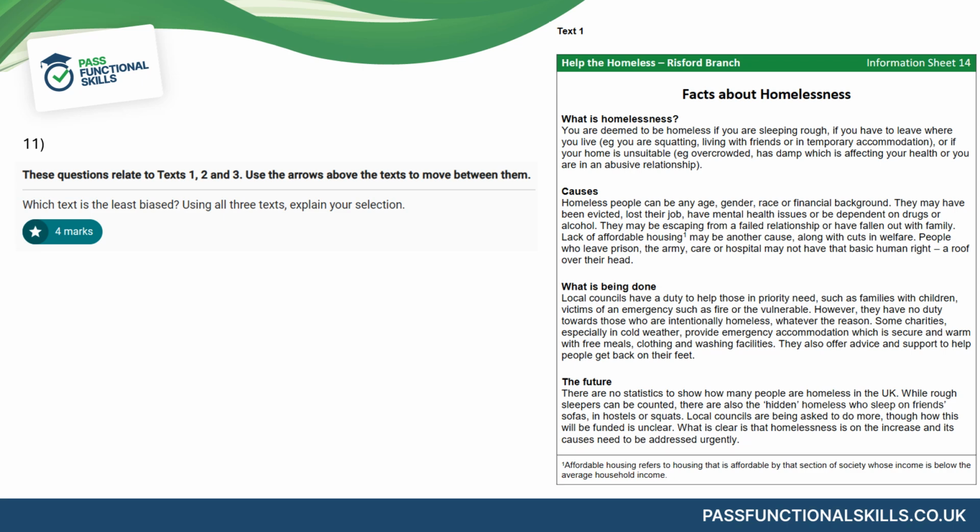So if we first have a look at text 1, this text is a not very biased text. And that's because it's an information sheet giving facts about homelessness. So it's very focused on giving facts about homelessness, and it very occasionally gives points of view from the author. For example, at the end here we have got an opinion: the causes need to be addressed urgently, but the majority of the text is extremely factual. And these facts are not manipulated in any way to manipulate the reader to feel a certain way about homelessness. They're just simply to inform the reader about the causes of homelessness, what it is, what's being done, and what the future holds as well. So this text definitely looks like a very unbiased text, so it's a strong contender for our least biased text.